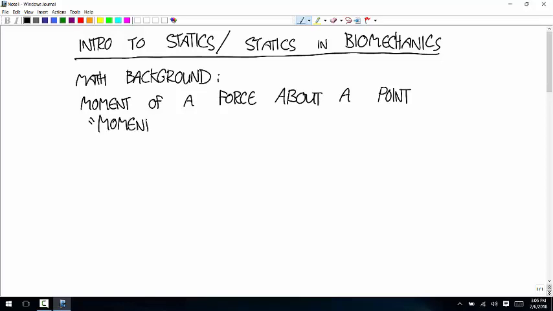But it's worth keeping in mind that all of this stuff is important. The moment depends on what you choose to calculate it about. That's the point, and it depends on what the force is. And mathematically, the definition is like this.